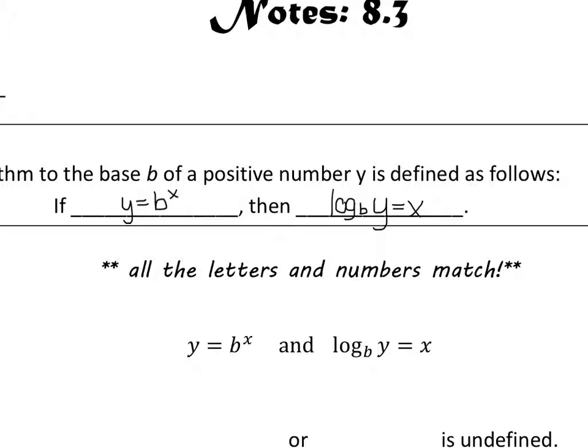So if you watch, your answer goes here. Your base becomes a little number, and your exponent becomes your new answer. The point of logs is to find the missing exponent. So when we have a missing exponent like this, we don't know what x is, we can set it up like this and figure out what x is.